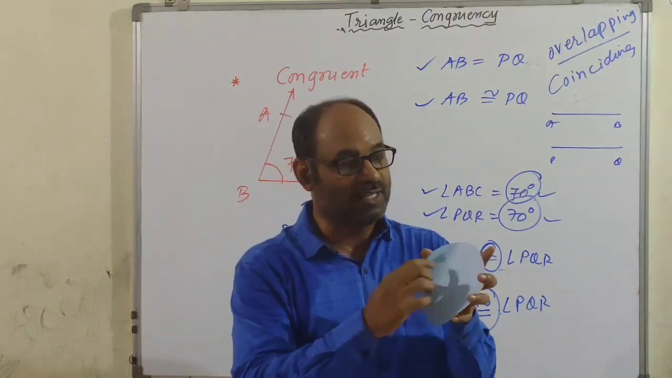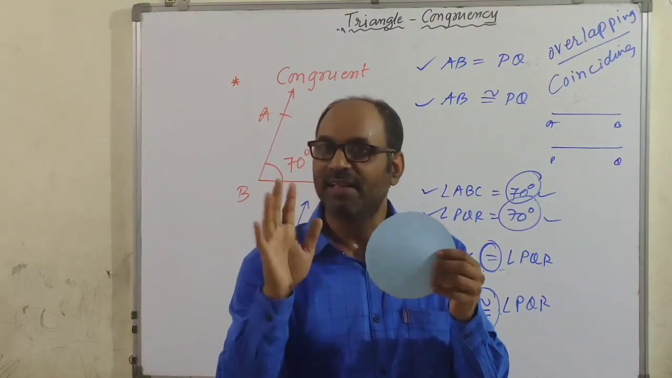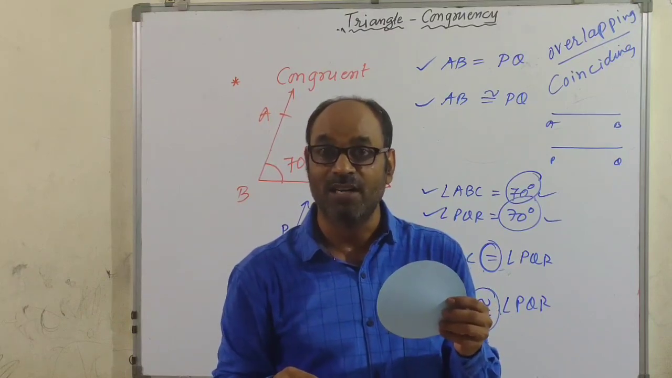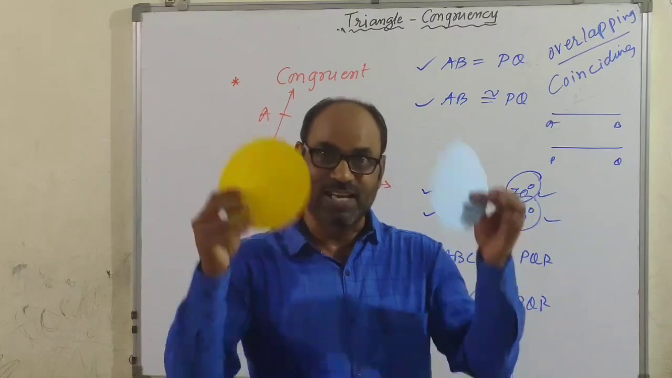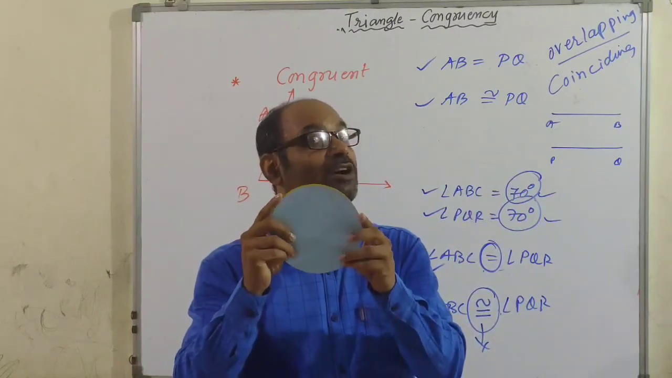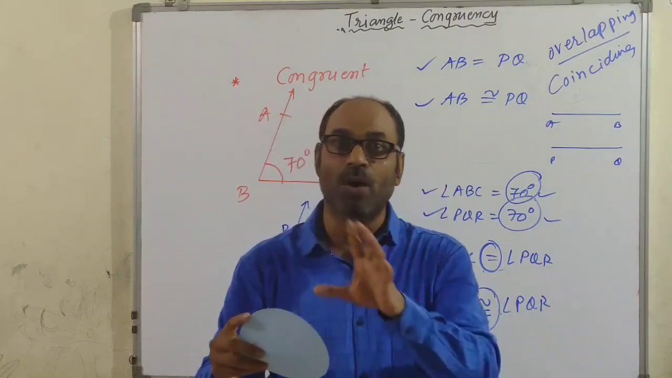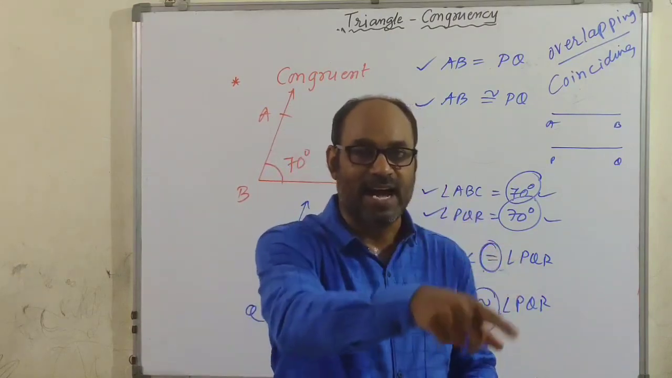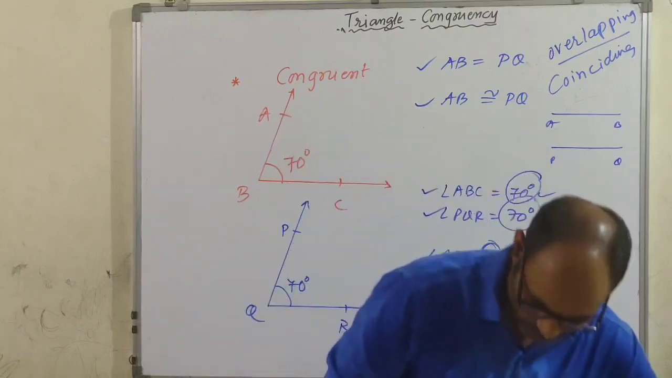If you have a smaller circle, suppose a red circle, smaller than this, then they will not be congruent because they will not coincide. They will not have equal diameters. Is that clear? So these are two congruent circles because they are overlapping, because they are coinciding, because their diameters are equal, because their radii are equal, you can say.